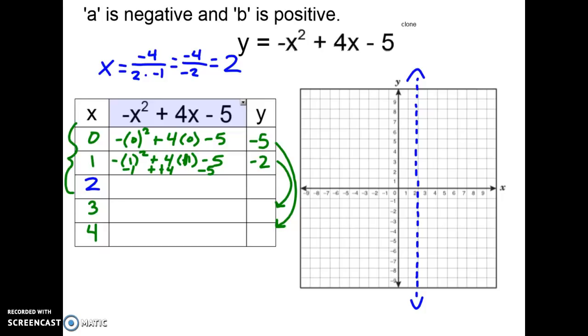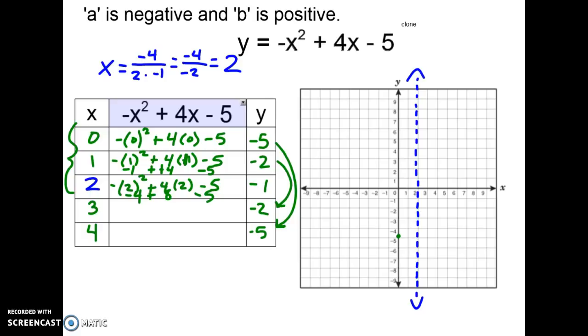Sorry about that. We have negative, then we have 2 squared plus 4 times 2 minus 5. So 2 squared, that would be 4. With the negative out front, this would be -4. 4 times 2 is 8. That would give me a +4 minus 5. This would give me a -1. And we're able to reflect those numbers on down. And we can plot our points.